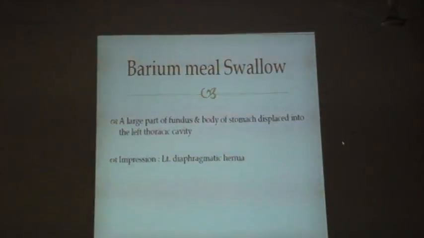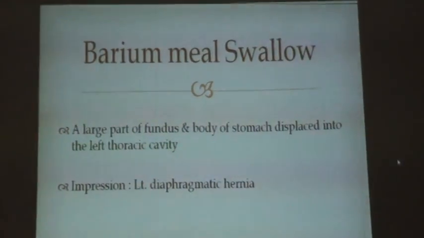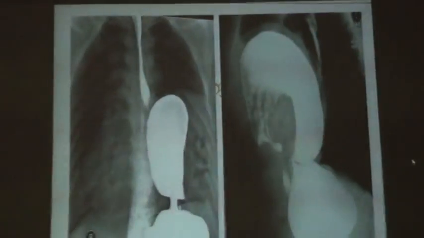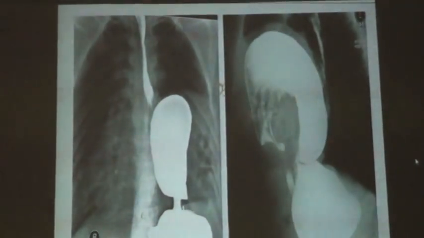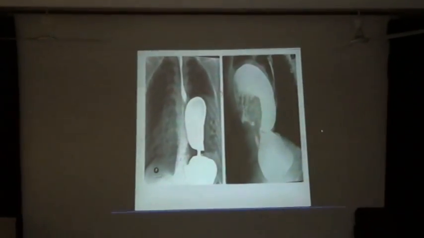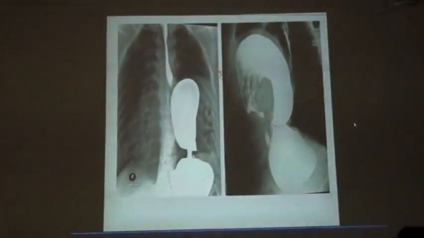Barium swallow was also done. It showed a large part of the fundus and the body of the stomach that has been displaced within the left thoracic cavity. Our impression was that of left diaphragmatic hernia. This is the barium swallow picture, which shows the stomach that has been displaced within the left lower lung cavity.